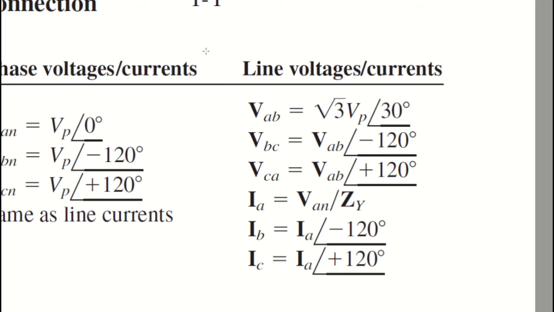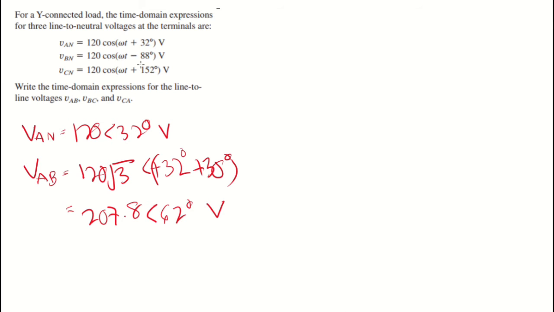So this is a Y-Y connection. If you look at this, VAB starts with 30 degree. That's why I add the 30 degree in the formula, in the answer. And for the line voltage formula, you have to multiply it by square root 3. Okay. So in the time domain, VAB will be 120 cos ωt plus 62 degree volt. Okay.